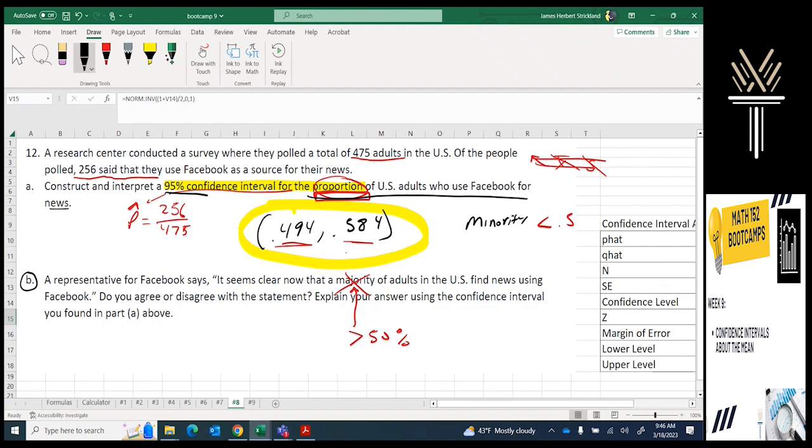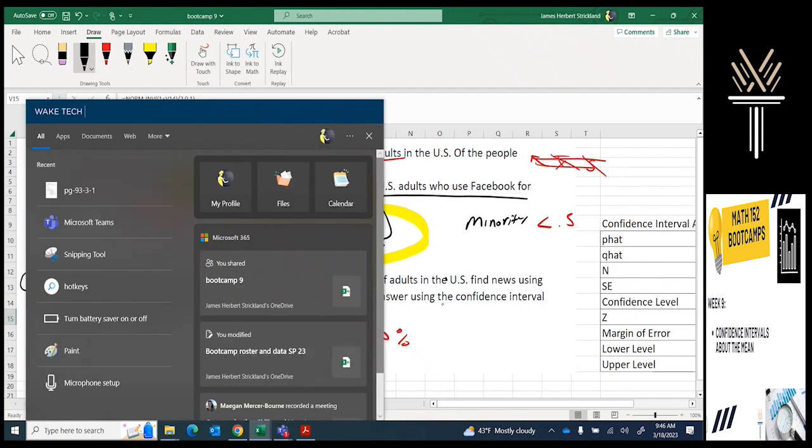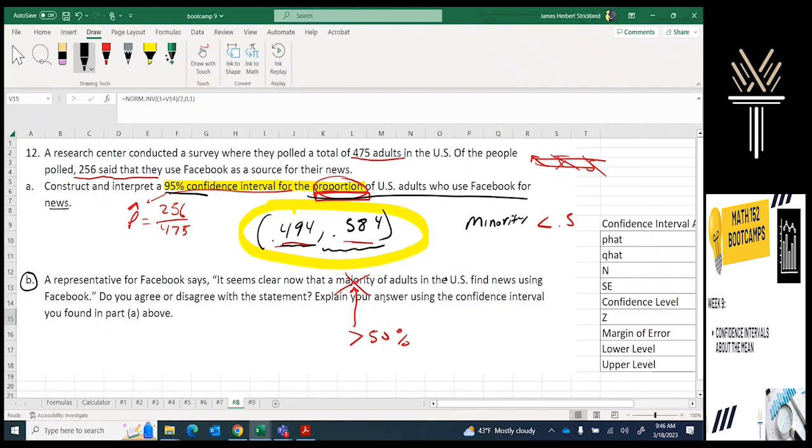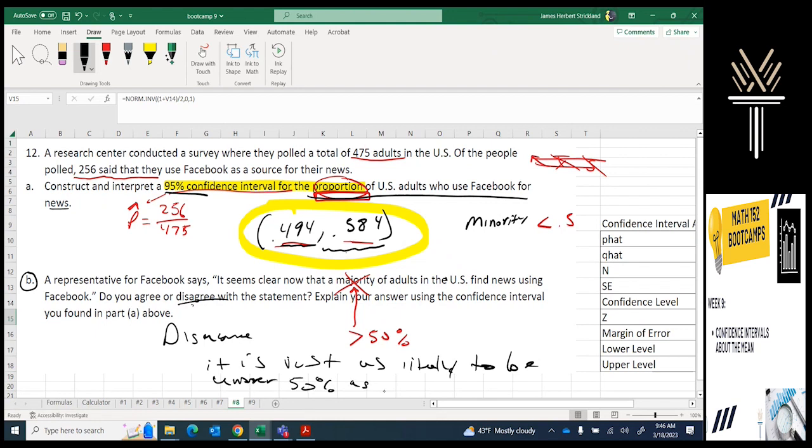It may be true that 50 to 58%, or more than 50%, use Facebook for news. But it's also just as likely that it's on this end of it, closer to 49%. So we have to say we disagree. It is just as likely to be under 50% as it is over.